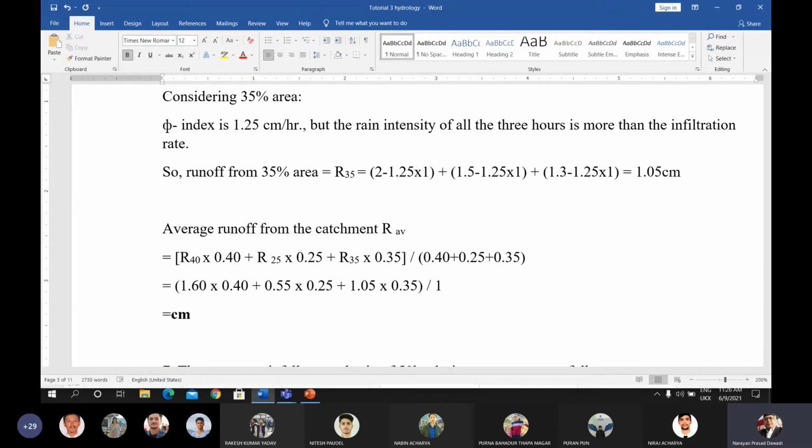1.6 into 0.4 plus 0.55 into 0.25 plus 1.05 into 0.35, divided by 1, which gives the value of 1.125.